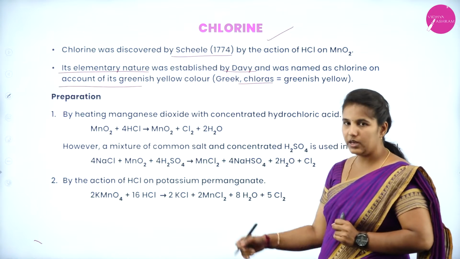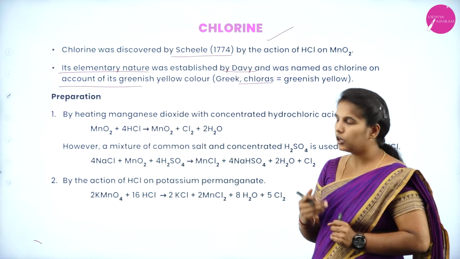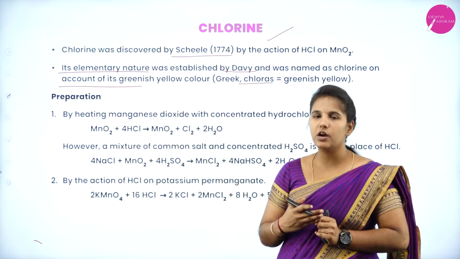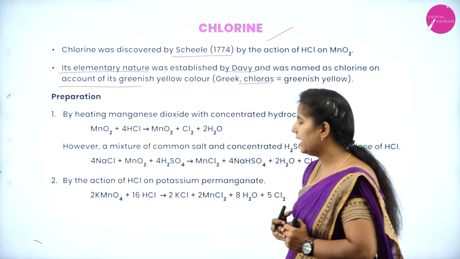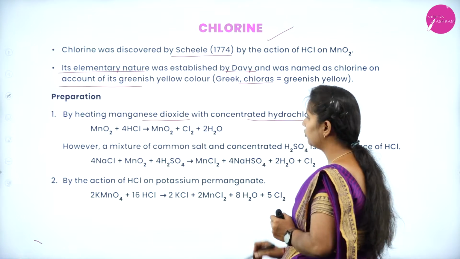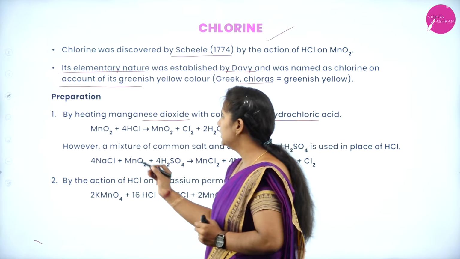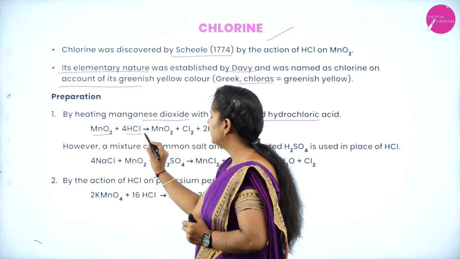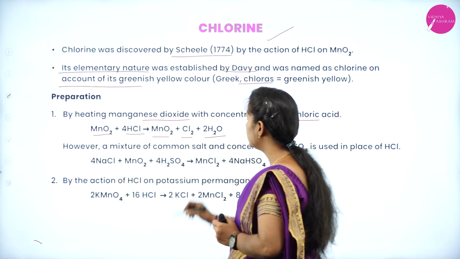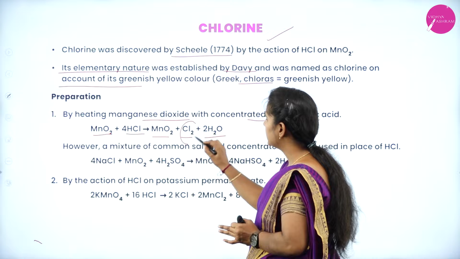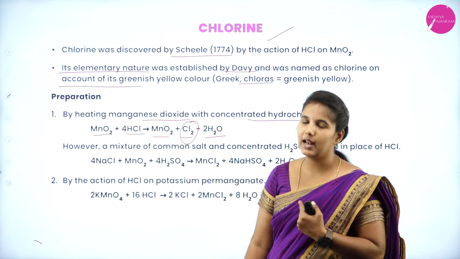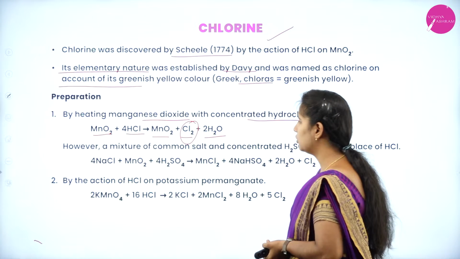Coming to the preparation, we'll see how we can prepare chlorine. Already I have told you that it can be prepared by the action of HCl on manganese dioxide. By heating manganese dioxide with concentrated hydrochloric acid, we can prepare chlorine gas. This is manganese dioxide with concentrated HCl. What does it form? It forms manganese chloride with chlorine gas and water. This release of chlorine confirms that by using concentrated HCl with manganese dioxide, we can prepare chlorine.